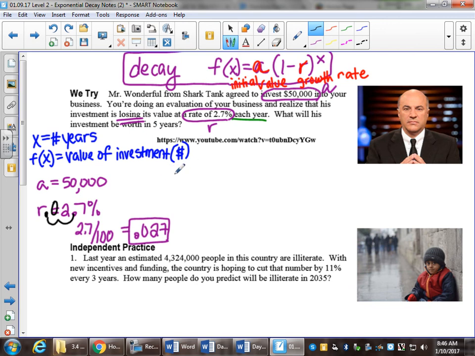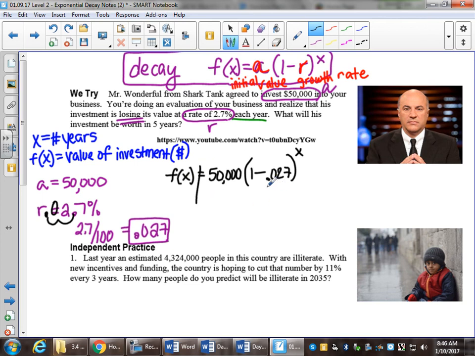And what I mean by that is I'm going to write f of x equals A, 50,000, open parenthesis, and I say, okay, what does my model say? My model says 1 minus R. So I'm going to write 1 minus R. I've already done my little side work here, and I know that as a decimal, it's 0.027 to the x. To know how to write this, I literally followed this exactly as it says. So taking a second to put this at the top of your paper really helps.